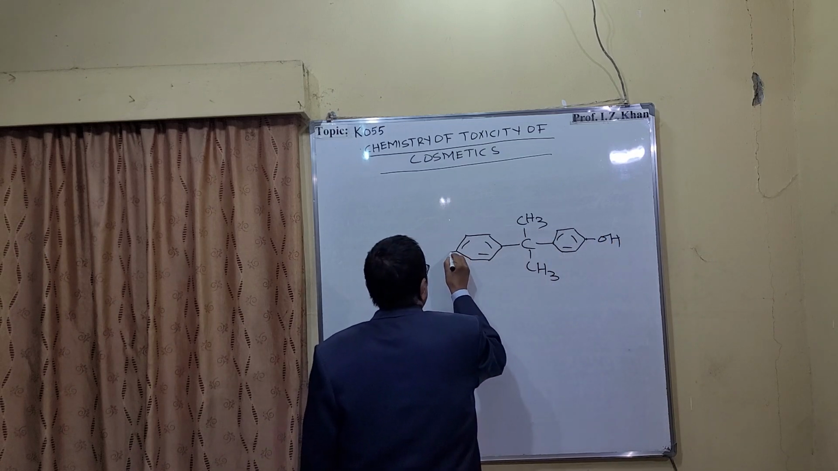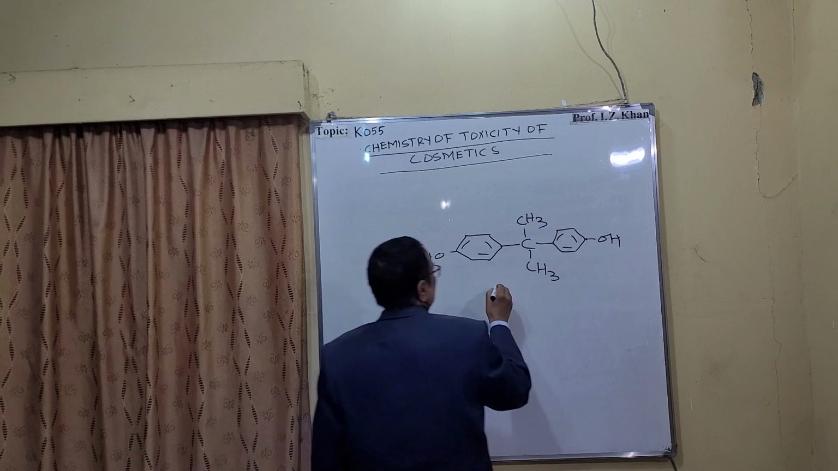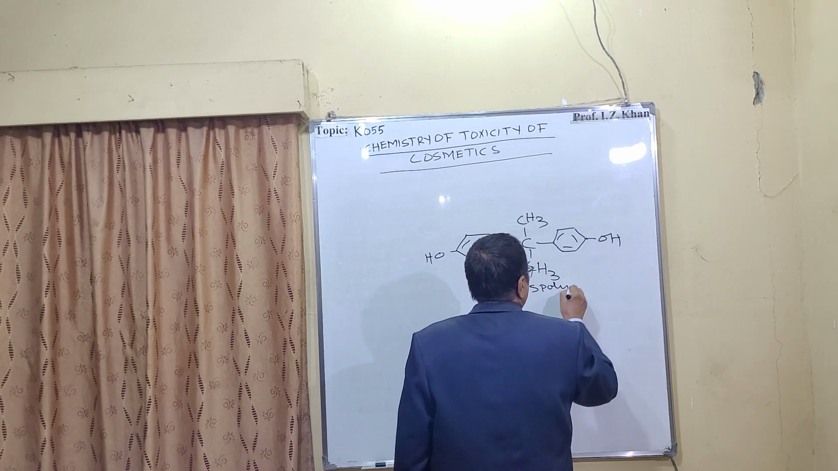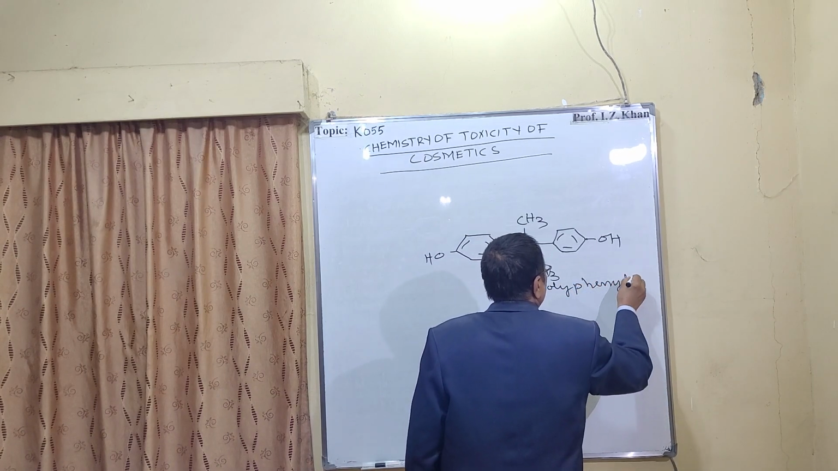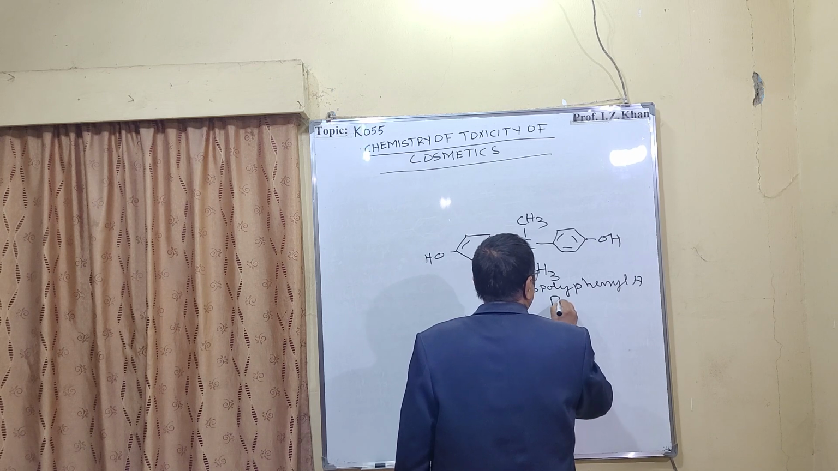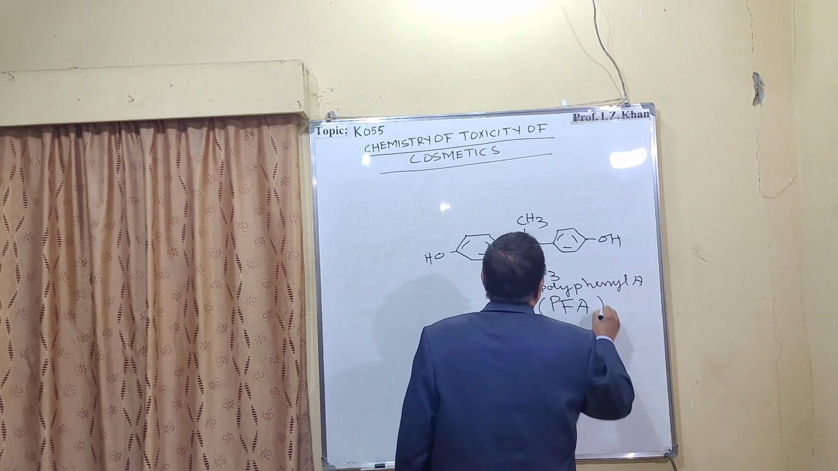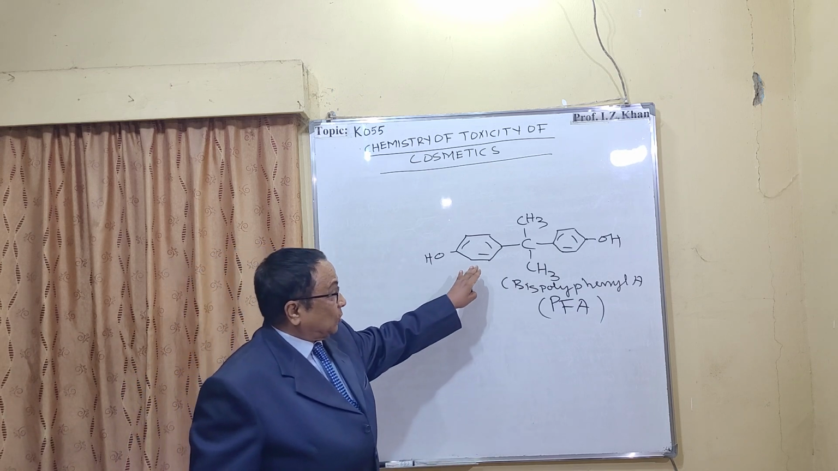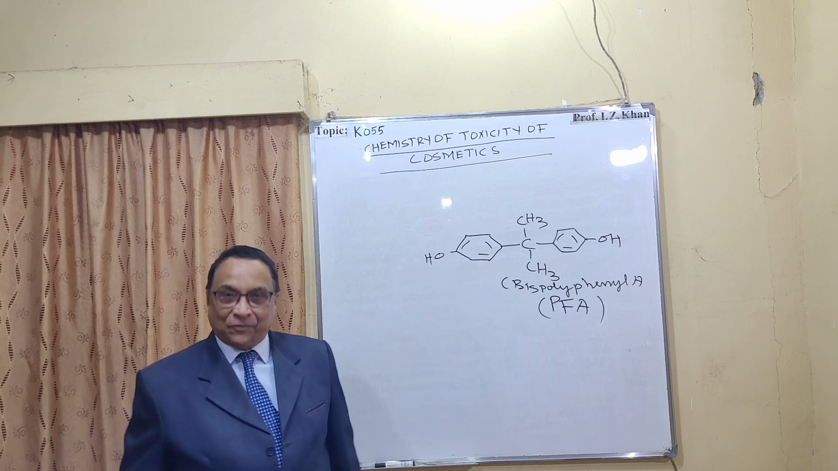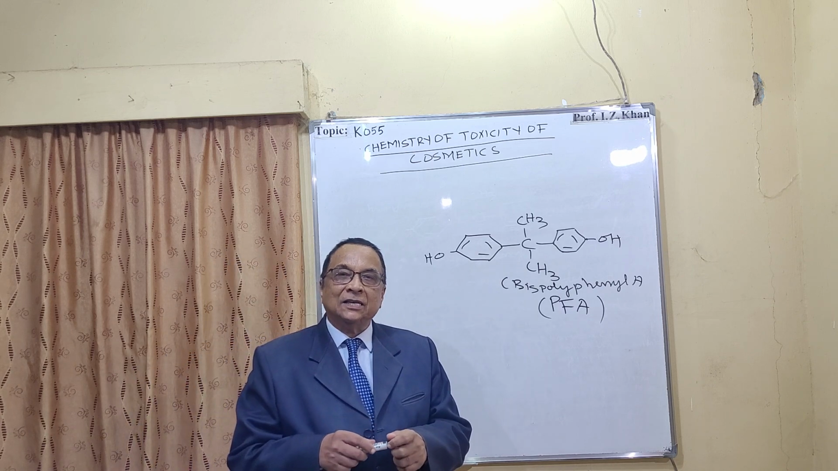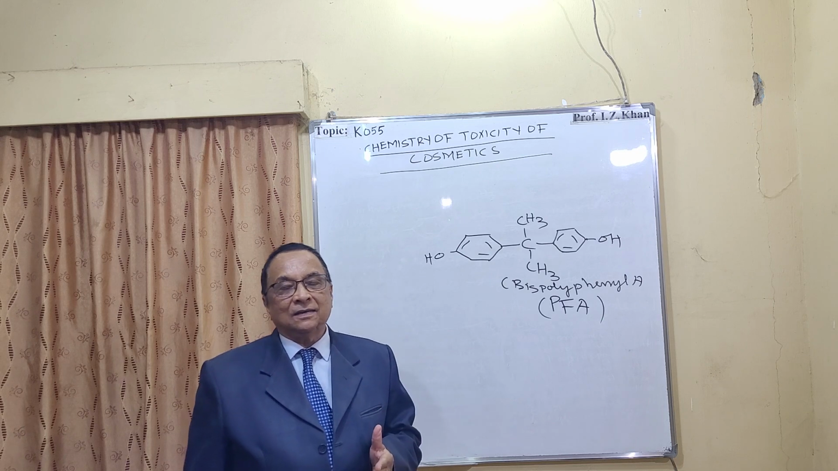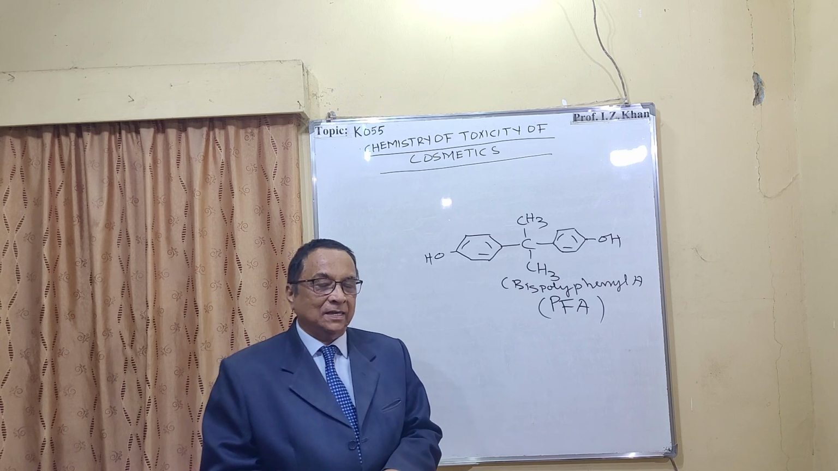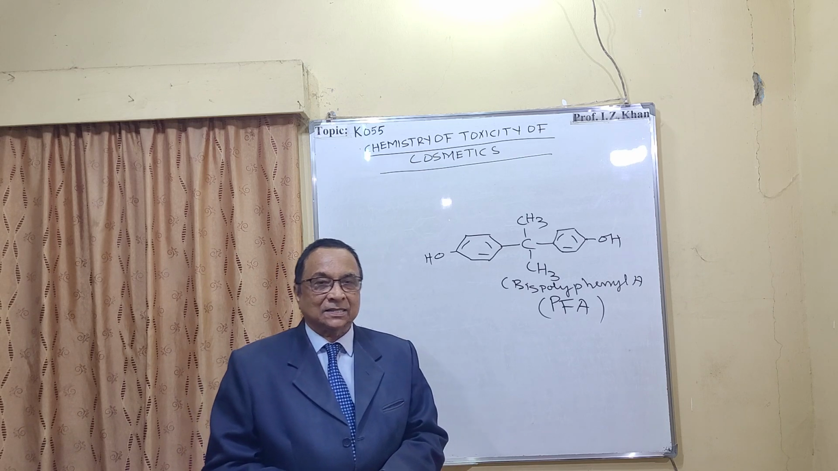It is bisphenol A, and it is commonly known as BPA. This compound is widely used in different types of cosmetics, and up to 12,000 derivatives are there of this BPA. And this BPA is a powerful antibacterial as well as a preservative. That's why it is widely used in the cosmetic industry.